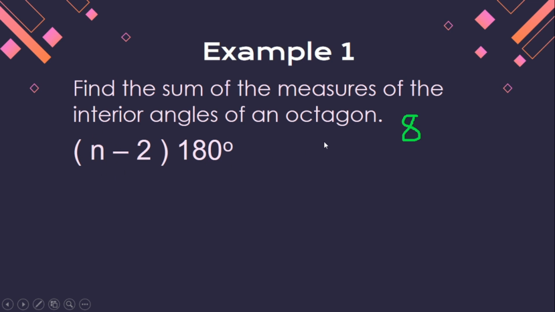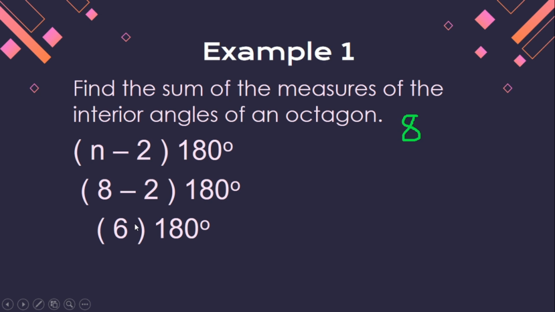So, we have 8 minus 2 multiply to 180 degrees. And 8 minus 2 is equal to 6. And therefore, we will multiply 6 to 180 degrees. Now, ibig sabihin, we have 6 triangles formed. So, we have 6 times 180 degrees. This is equal to 1080 degrees.